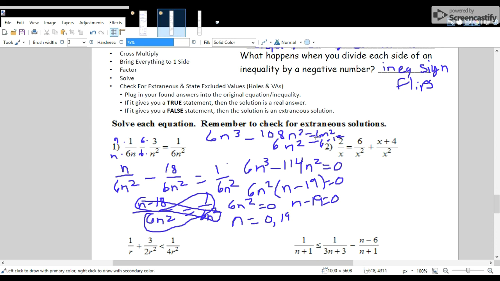Now, for extraneous solutions, we'll look at the original equation to see if any of them is undefined here. Well, if we put 0 in for the denominator, that would be undefined, so that's extraneous. The 19 won't do that. So your final answer is n equals 19.